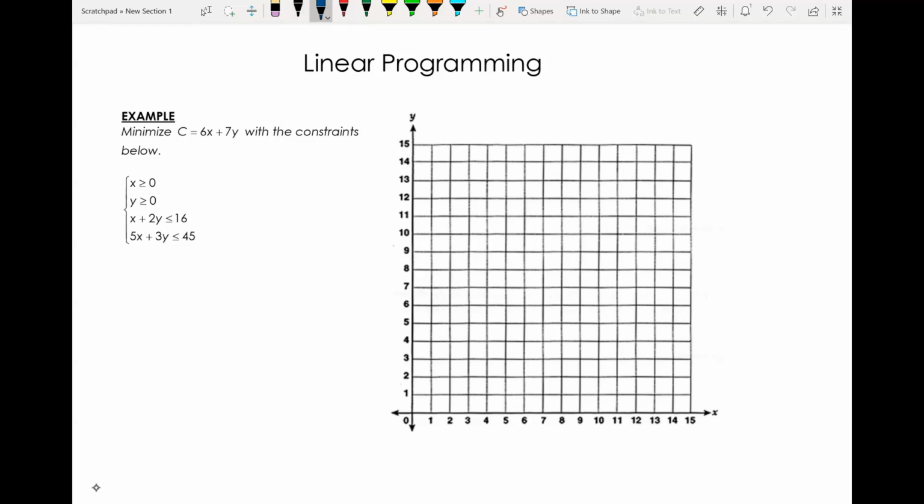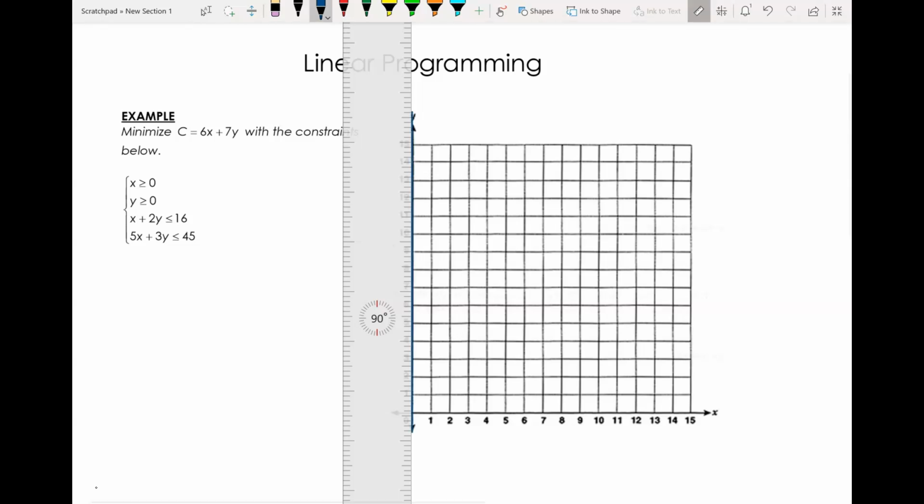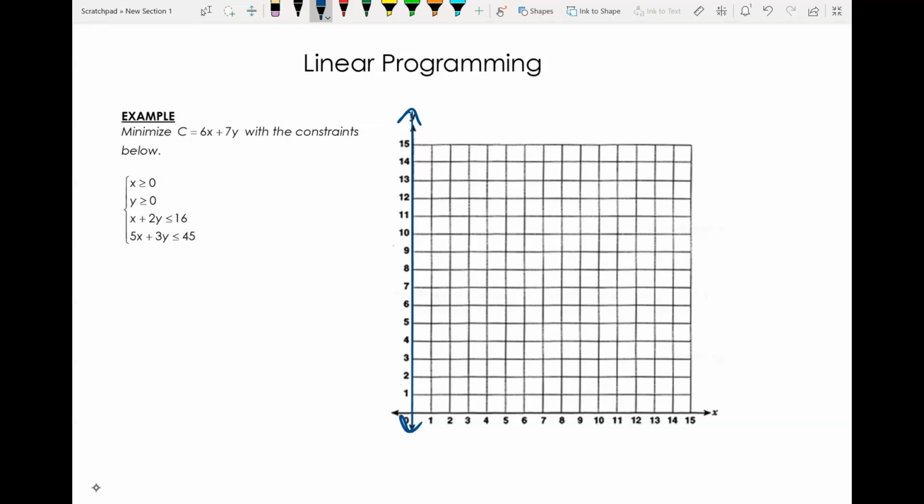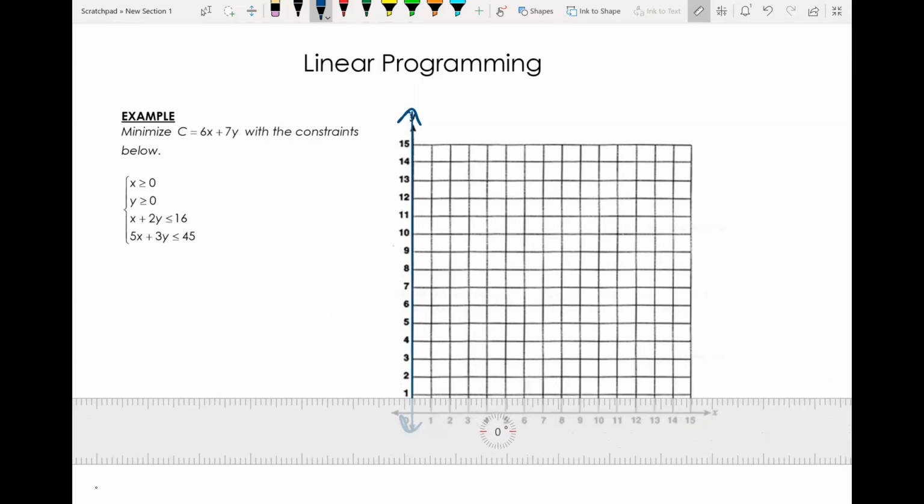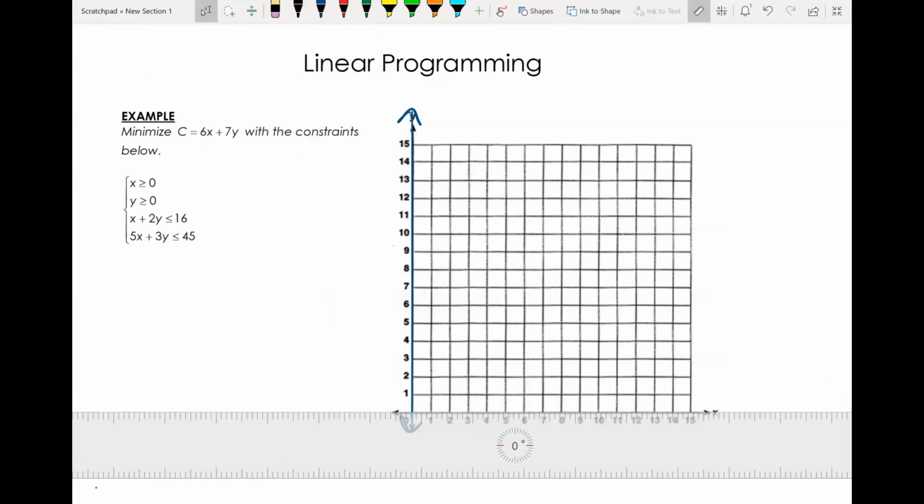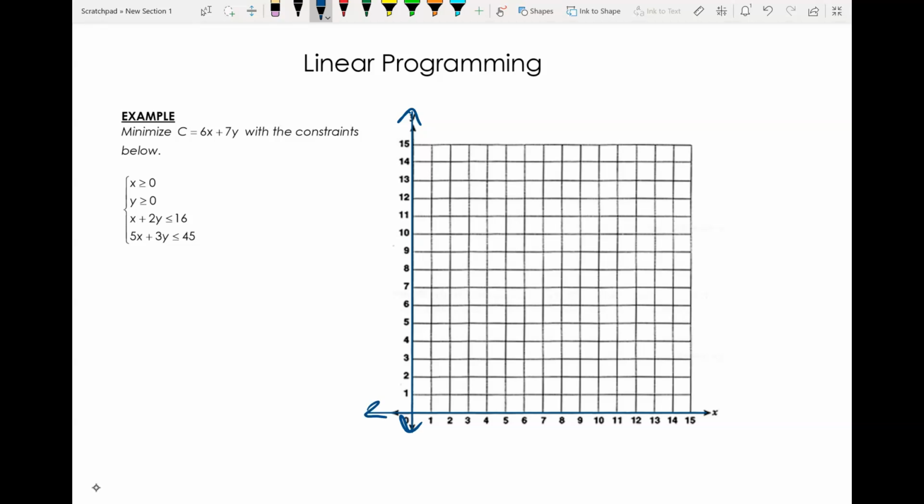X greater than or equal to 0, there's a vertical line at x equals 0, shading all the way to the right. I'm not going to bother shading to the right because that's basically everything we see here, but that would be x greater than or equal to 0. Y greater than or equal to 0 similarly is going to be the x-axis down here. And since it's greater than or equal to 0, we would shade above the line. But again, I won't bother because that's everything we see here. We'll just keep in mind it's not going to pass those up.